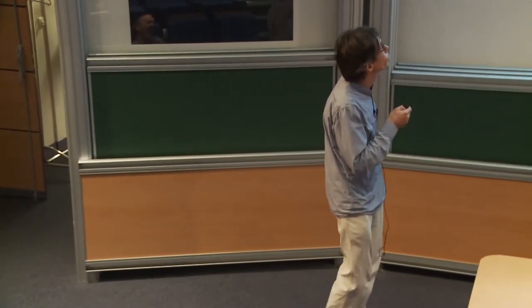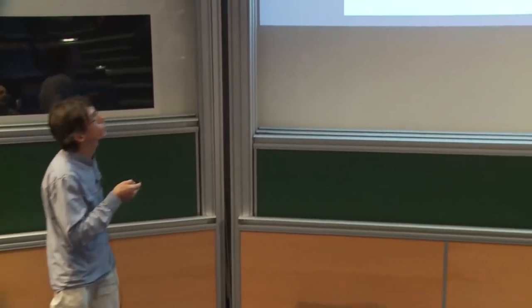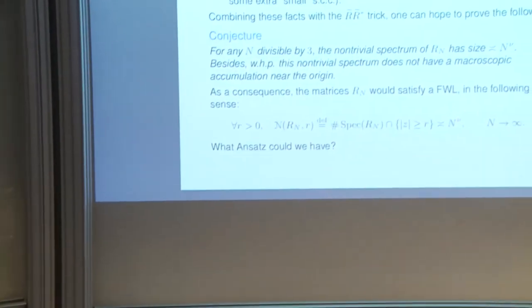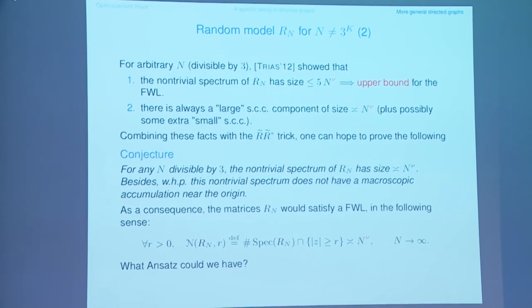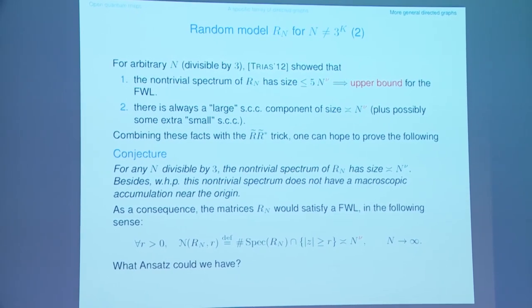We did not work out the details at that time because it was the end of his internship and I went to do something else, but I'm pretty sure now that one can show for this generalization that there is also a non-trivial spectrum of size n to the nu. So we would get this form of fractal Weyl law with an asymptotic: the number of non-trivial eigenvalues larger than r would be asymptotic to n to the nu, but without a precise knowledge of the constant, the c of r, how it depends on r.